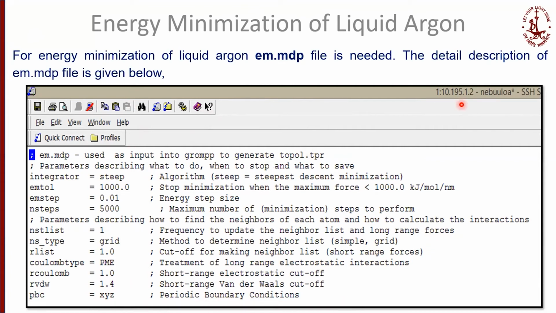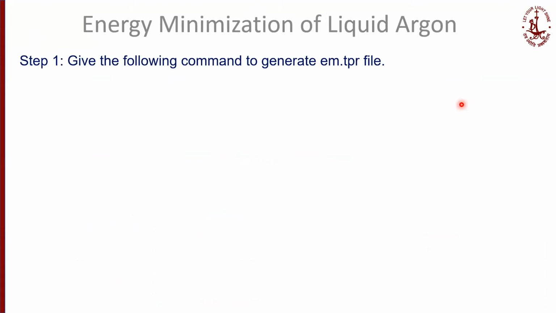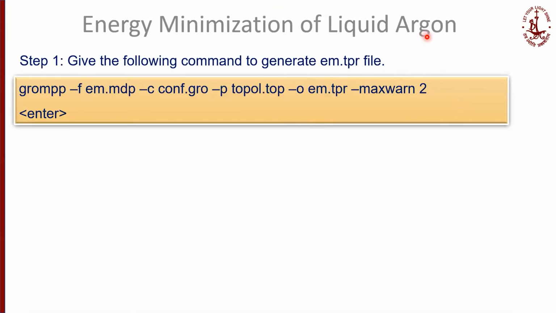This is the detailed description of the energy minimization file, that is your MDP file. Once you have all these files, you have to generate a TPR file. How do you generate a TPR file? Using the command grompp. If you type grompp -h, it will show you what input files are required and what the form of your output file is. For the MDP file, the flag used is -f. These f, c, p, o are all known as flags.